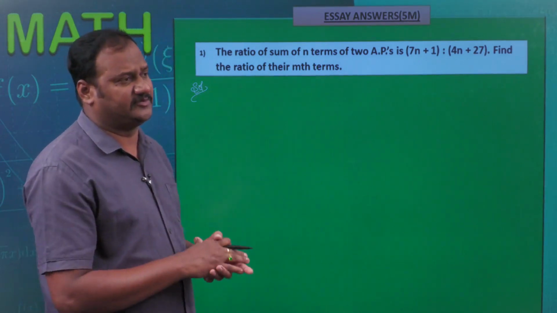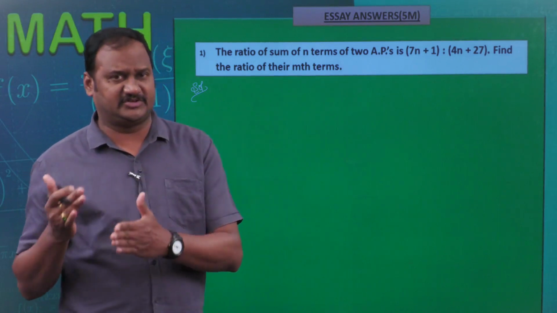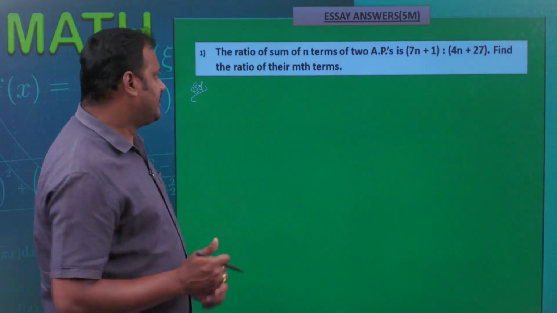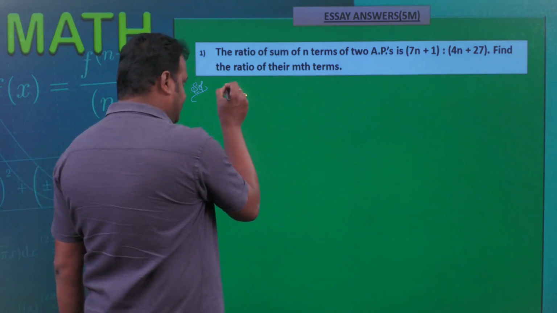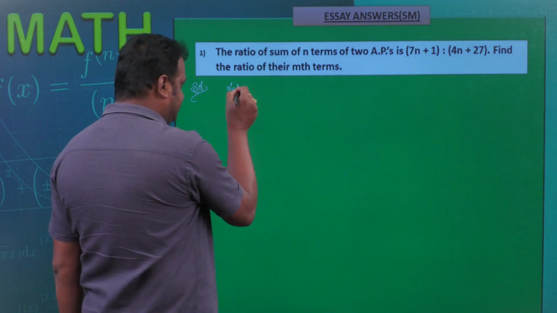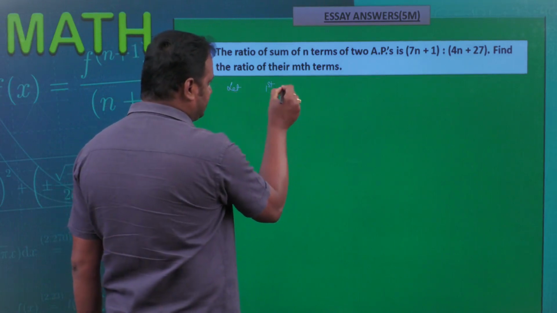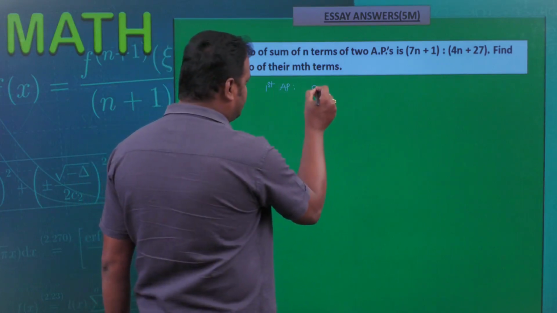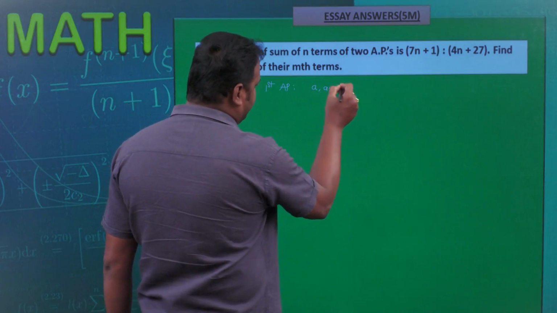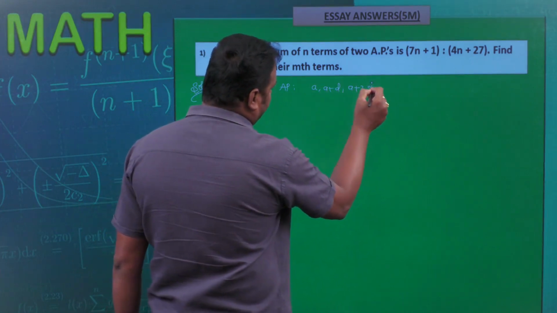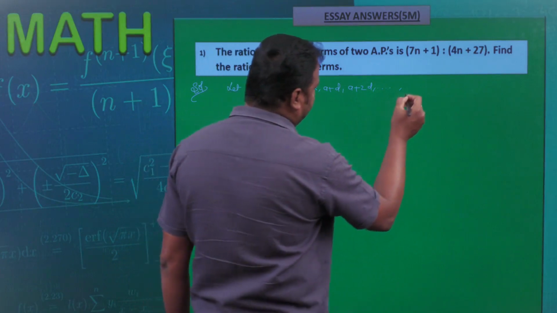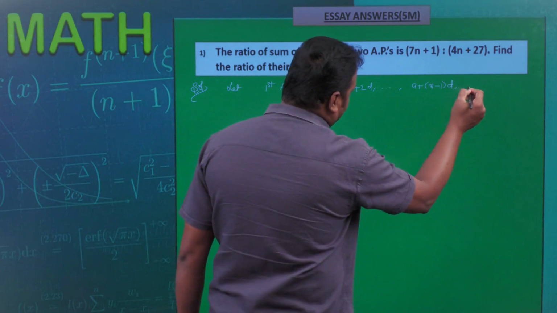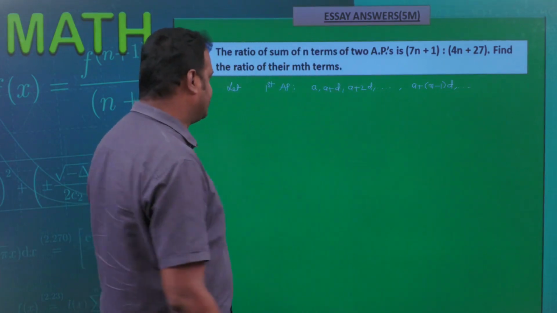So the general form of an arithmetic progression is a, a plus d, a plus 2d, a plus 3d, and so on. Now there are two different arithmetic progressions. Let us consider the first arithmetic progression, I am going with small letters: a, a plus d, a plus 2d, a plus 3d, and so on. What is the nth term? That is a plus n minus 1 into d. That is the first arithmetic progression.